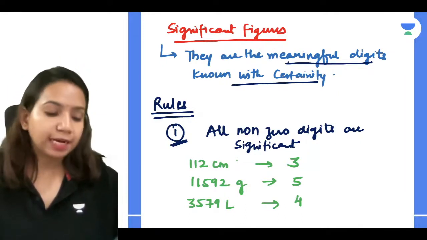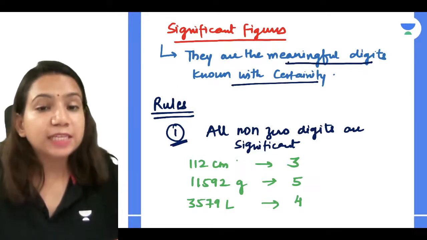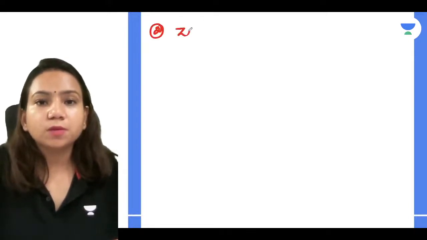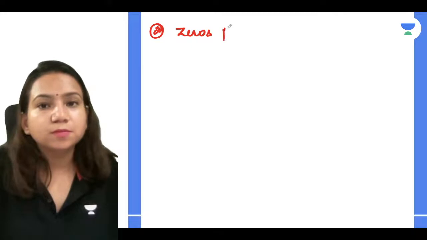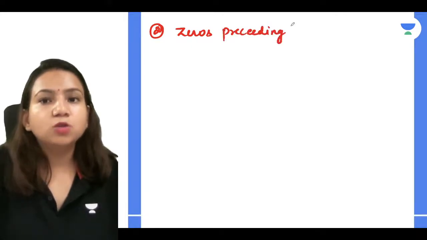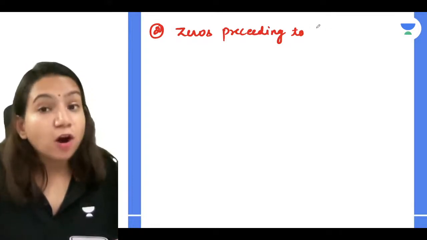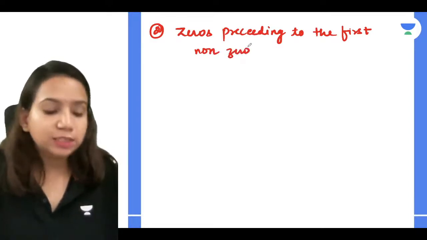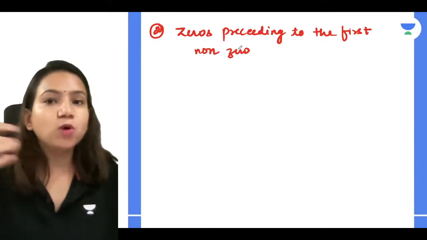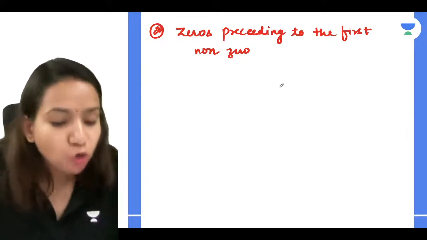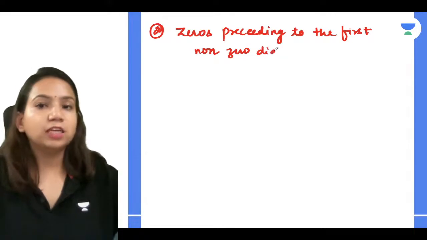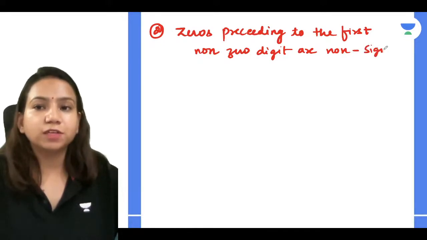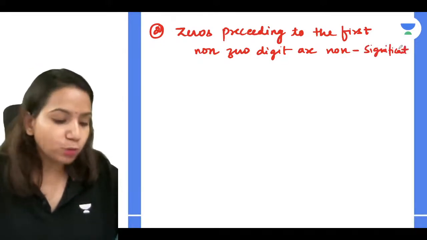Now the second rule. The second rule says that zeros preceding the first non-zero digit are not significant. Whenever you have a first non-zero digit and any zeros before that, you don't have to consider them as significant. So zeros preceding the first non-zero digit are not significant.